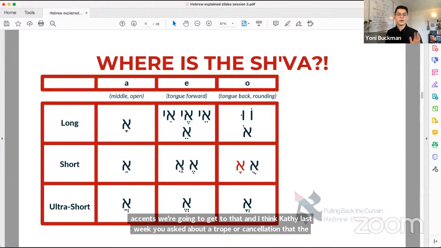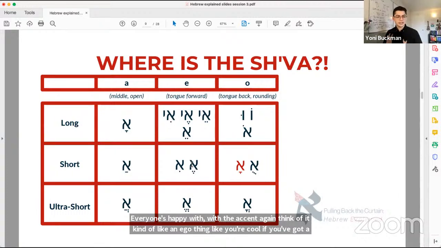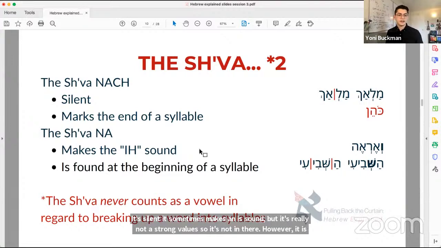So here we go. The question was, where in this chart of long and short vowels is the shva? It doesn't exist, right? The shva, like I said before, is not a real vowel. It's silent. It sometimes makes an I sound, but it's really not a strong vowel, so it's not in there. However, it is important to know that there are two types of shva. In modern Hebrew, there's really only the one, the silent one. But in biblical Hebrew, you have two. You call them the shva nach and the shva na.